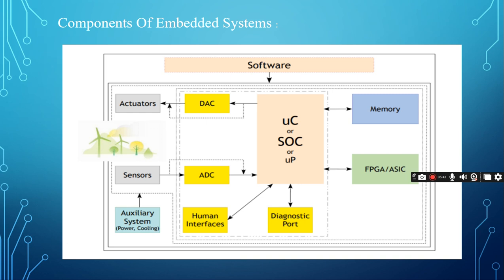And the sensor block: sensors are used to sense the temperature and humidity in the environment. These are the different types of sensors used in the embedded system. And the auxiliary system is used for power, cooling, and a human interface diagnostic port. So these are the components of the embedded system. And the memory unit: RAM and ROM are the basic building blocks of the memory unit. So these are the components of embedded systems.